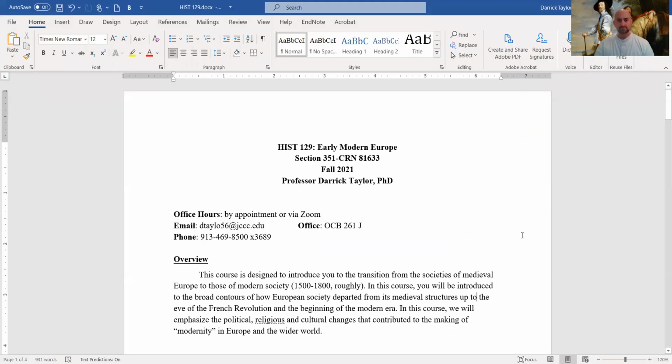There we go. So you have my name, Derek Taylor. You have my office numbers and everything there, phone, email address. You can contact me via email. I tend to get back pretty quickly to that. I have an office on campus. If you need to meet, we can meet on campus if you like, if you're in the area, or via Zoom. So it's not that big of a deal.